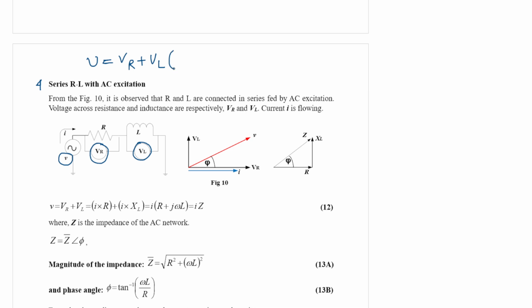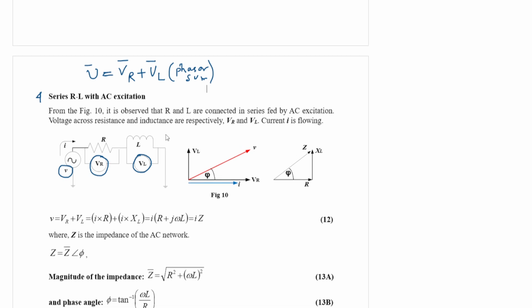But this summation is not a plain algebraic sum. They are all phasors, right? They are all phasors, so it is not an algebraic sum, it is a phasor sum. So you must consider the phase angle. Now let us consider the phasor diagram first. So what is a phasor diagram?